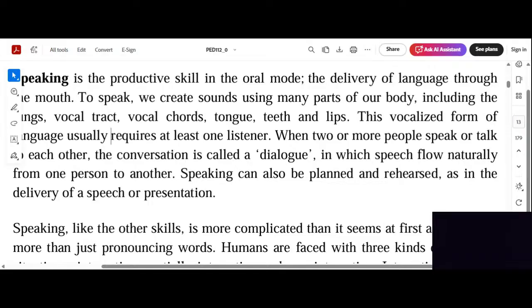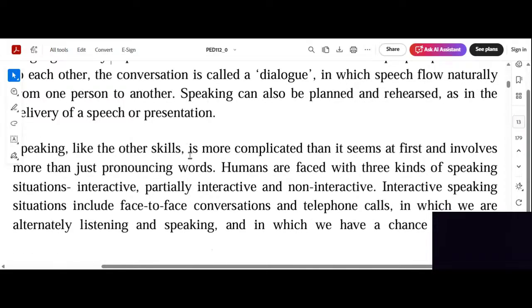Now, speaking, like the other skills, is more complicated than it seems at first and involves more than just pronouncing words.